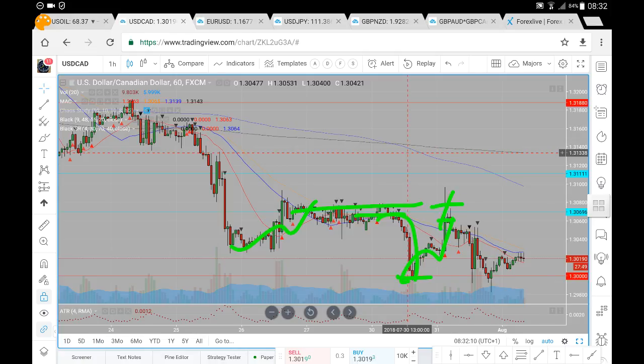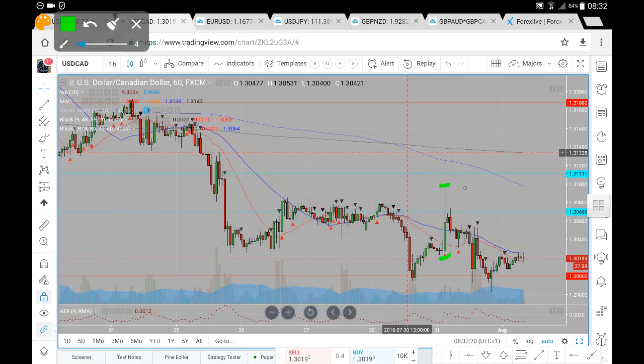take us through the 130.70. Didn't quite get up towards this 131. We've had a very sharp move here, possibly news related due to the high to low range of this candle. It's quite an anomaly, somewhat of an outlier of a move here on the US dollar CAD.